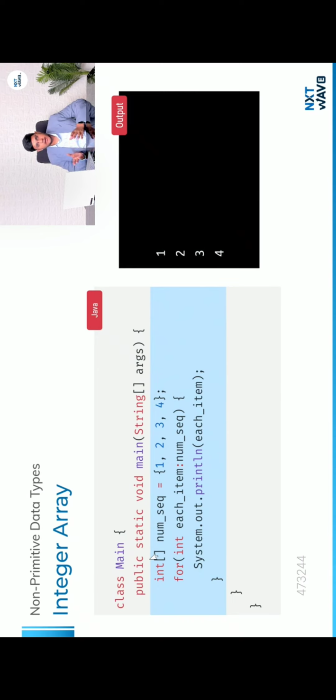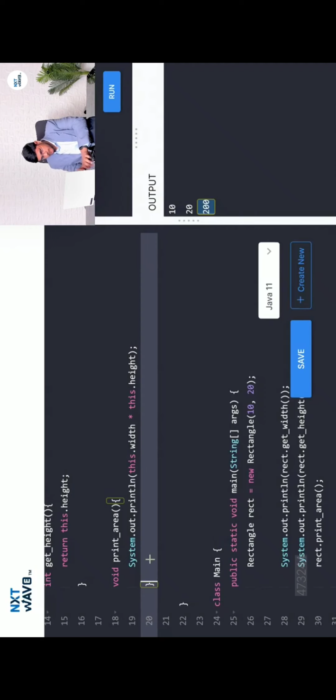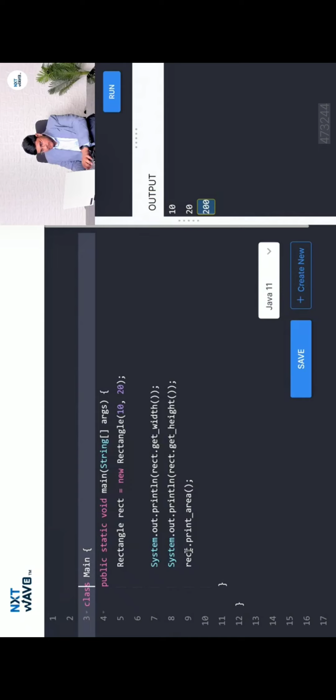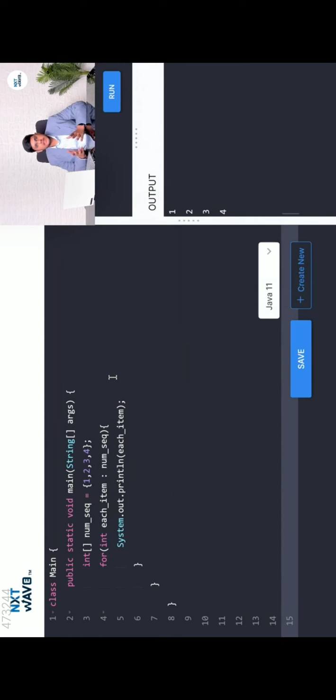Okay, so we'll try it in the code playground. We'll clean up the existing code. So it has printed 1 2 3 4, which is as expected.